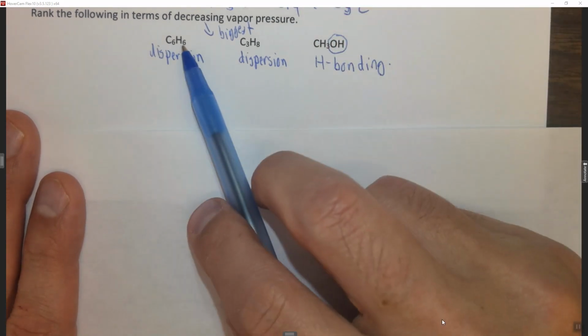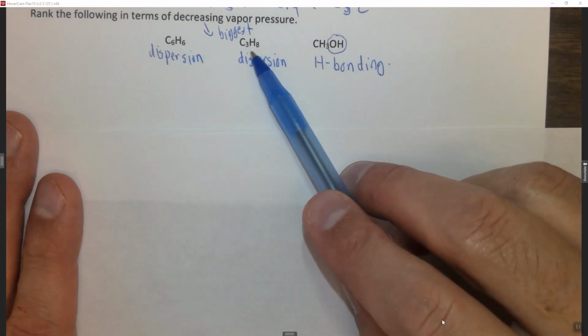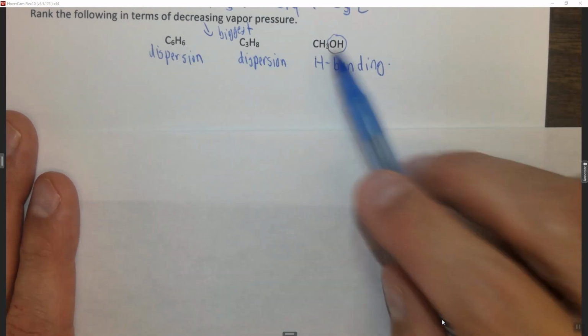And just so you know, this is benzene. Used to be a common organic solvent. This is propane, the stuff you'd use at a barbecue grill, and this is methanol. You might find it in windshield washer fluid, for example. So these are pretty common molecules here.